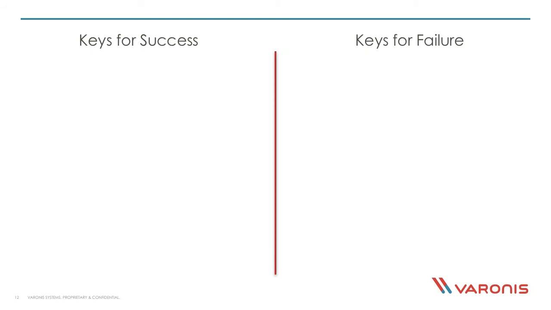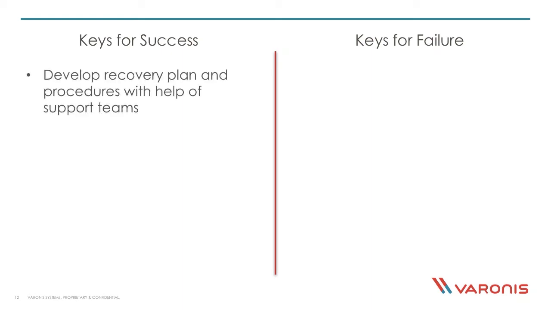So to wrap up this module, let's take a look at the keys for success and the keys for failure when writing a recovery procedure. The first key for success is to develop a recovery plan and procedures with the help of the support team. Remember, most likely, it will be them that will be executing the steps, so they should be involved in the creation of procedures. Also, it is important to read the company business plans, so you can understand what the business expects from a recovery perspective.